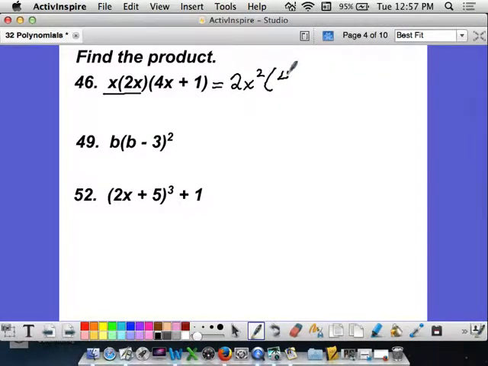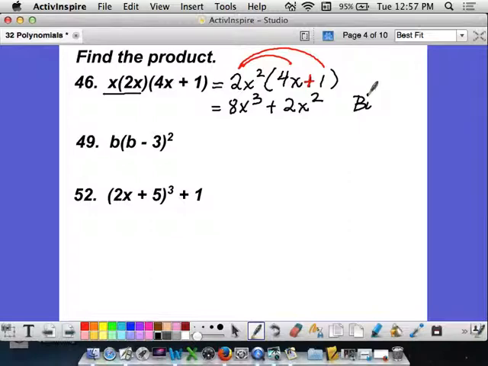Then you're going to multiply this times 4x plus 1. With this, you will distribute. And what makes this different than this right here is that there is this plus sign. That plus says you've got to distribute. So now when I distribute 2x squared times 4x, I get 8x cubed. 2x squared times 1 is just 2x squared. Identifying, I have a binomial with a degree. The highest exponent there is 3.